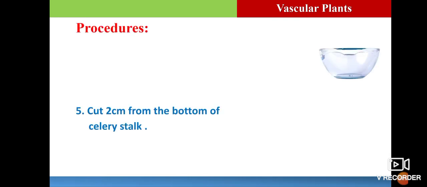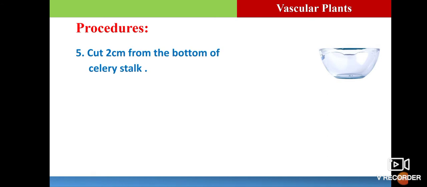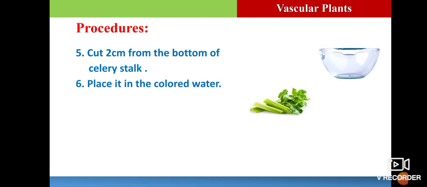The fifth step is we should cut 2 centimeters from the bottom of the celery stalk in order to let it stay fresh. This is the celery, okay? We cut 2 centimeters from the bottom. Then we should place this celery stem into the colored water.